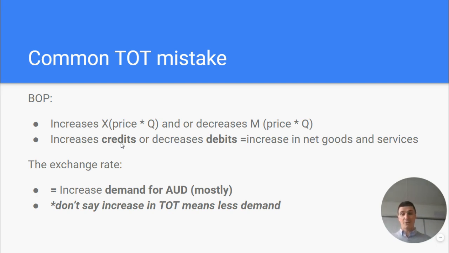How does it affect the exchange rate? Another big mistake that we make, like I mentioned before, is we say the terms of trade has increased, therefore less demand for exports, therefore less demand for AUD. I think that's not the route you want to take. We should think simply that if the terms of trade improves, then foreigners need to exchange more of their currency. They need to demand more AUD to buy the same basket of goods and services. Therefore, an appreciation in the dollar.